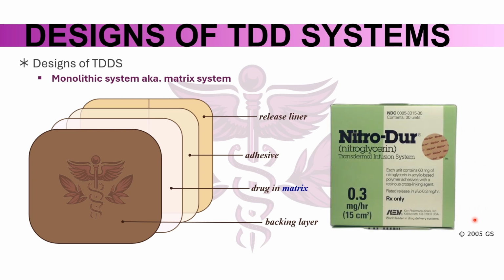An example of patches which uses this system is the Nitrogure patch, which supplies nitroglycerin within a span of 24 hours to angina patients to prevent them from suffering from chest pain. It is applied to the shoulders or the chest area.